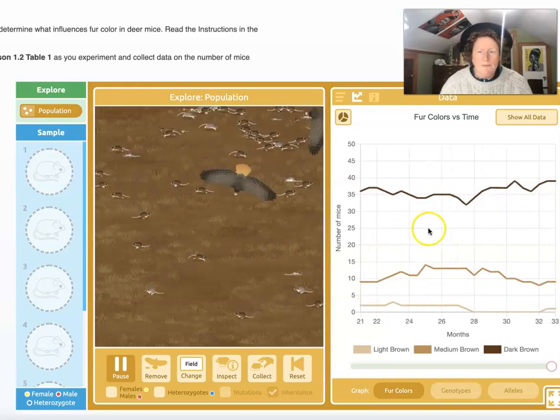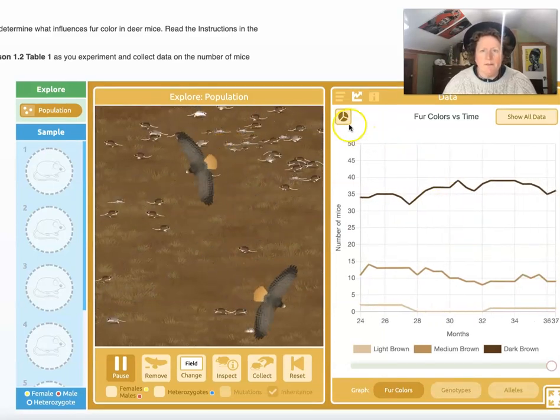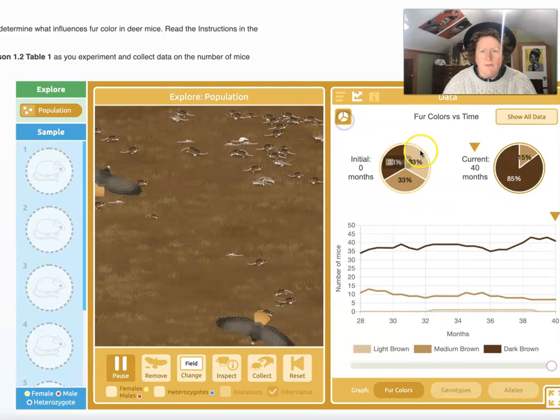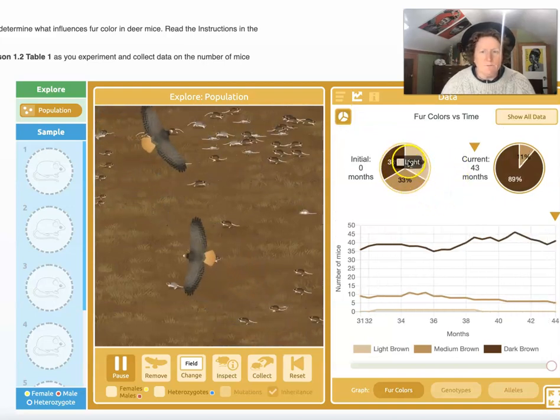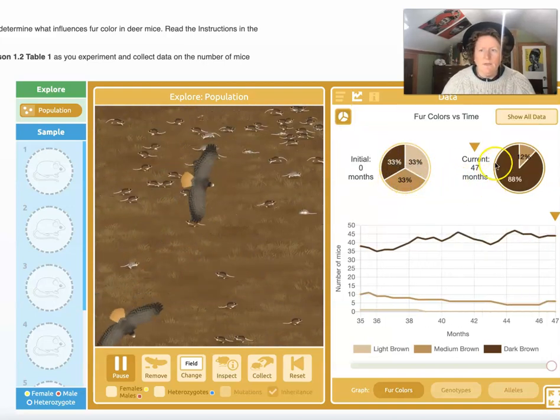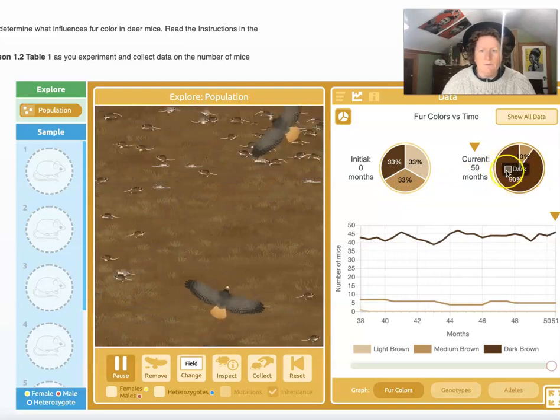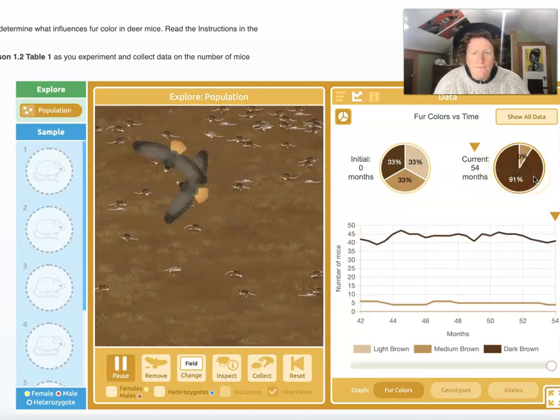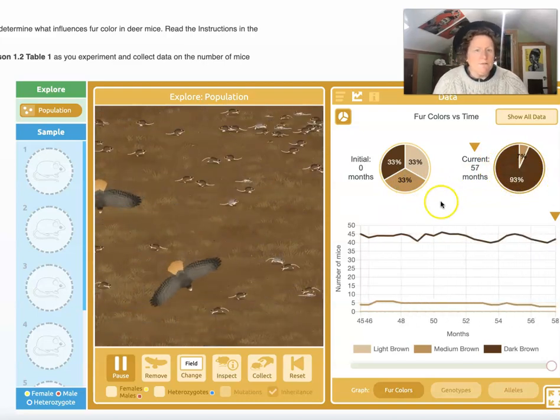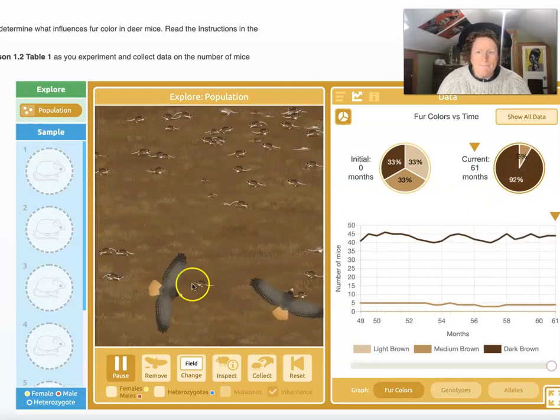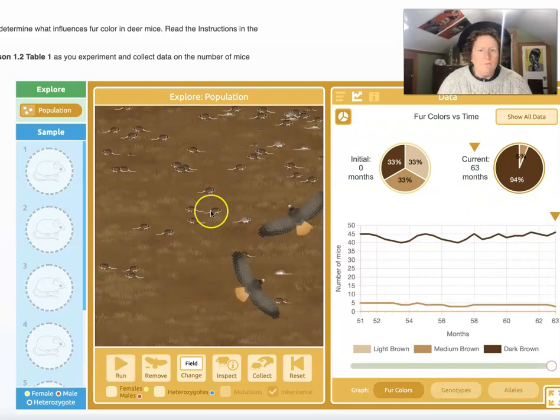So what's happening to our number of mice here? Sometimes it's clearer if we look at the pie graphs. We started at 1/3 of everything. And look at here. We're mostly at dark mice here. What do you think if you lived in this particular beach habitat? Would you want to be a dark mouse or a light mouse in terms of surviving hawk, being a hawk lunch?